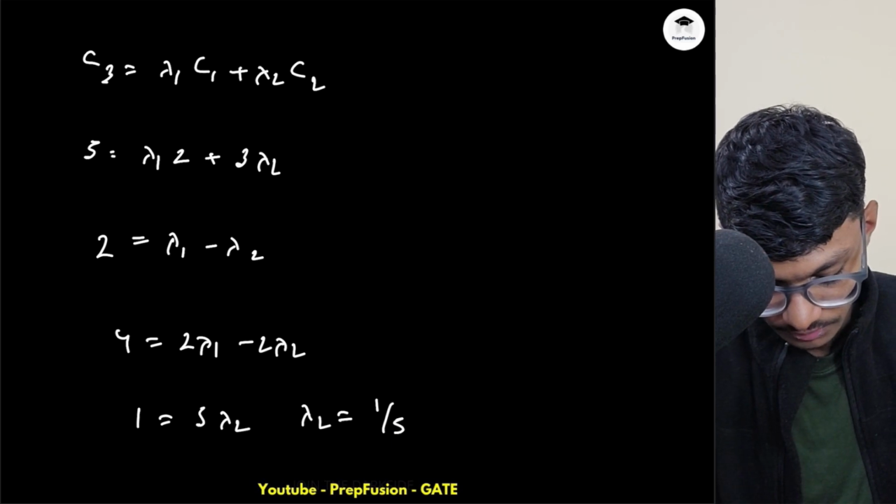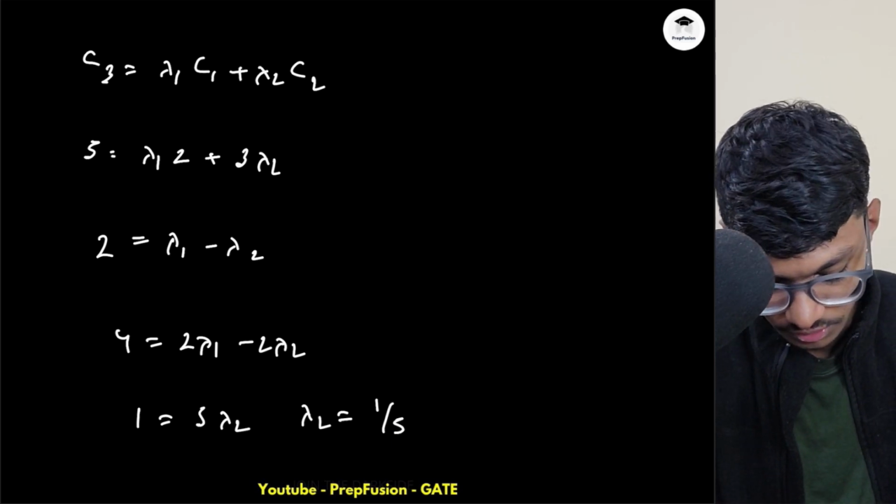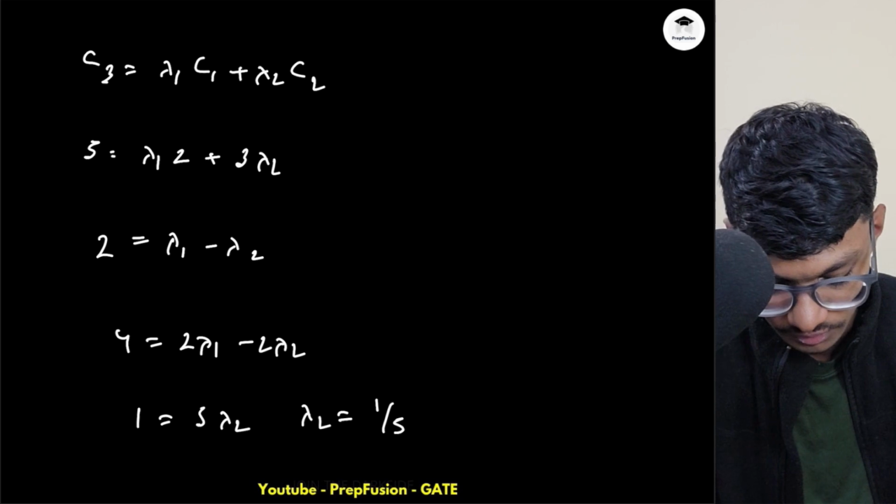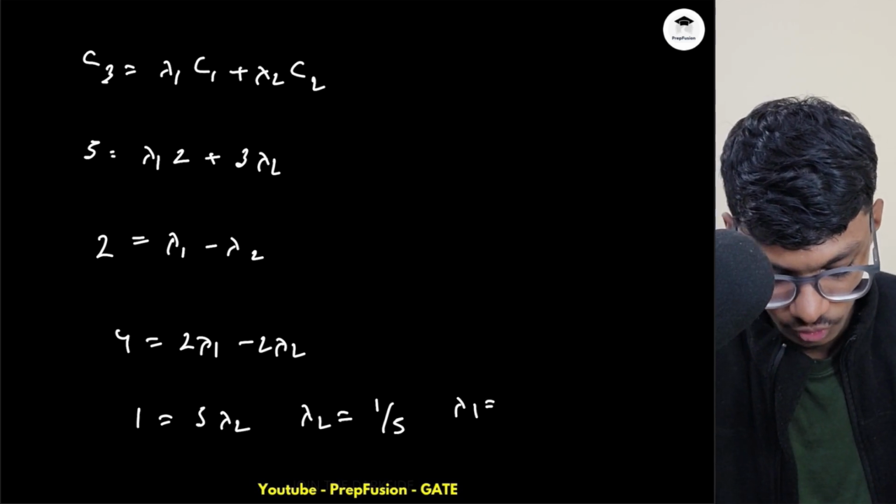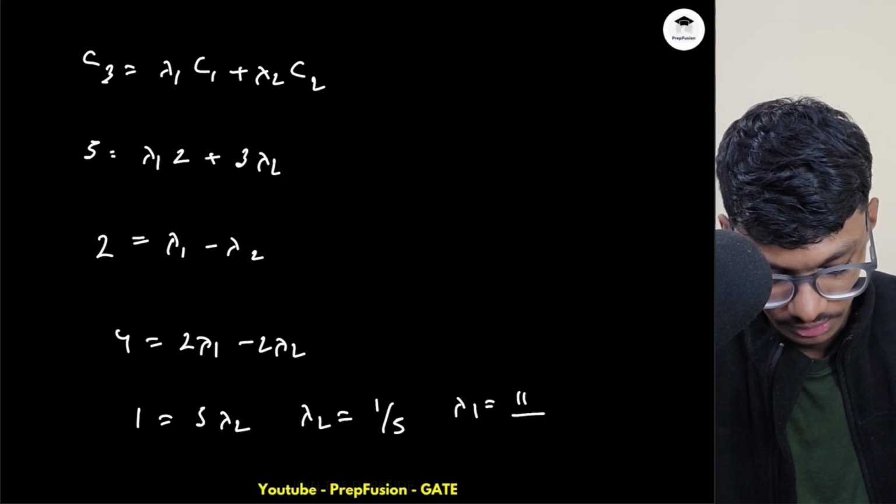Okay, so subtract this and 5, this is 1. Yeah, lambda 2 is equal to 1 by 5. So lambda 1 equals 2 plus 1 by 5, which is 11 by 5.